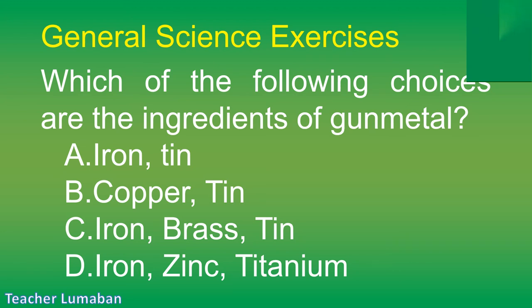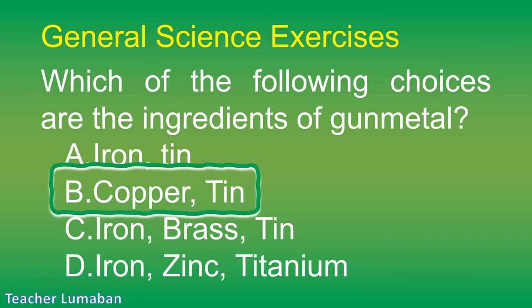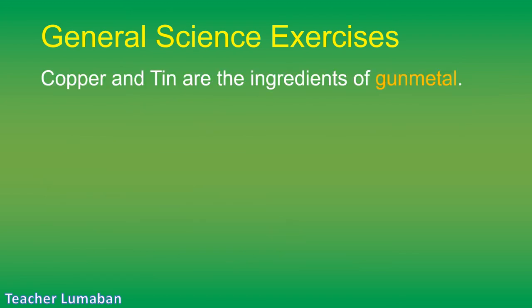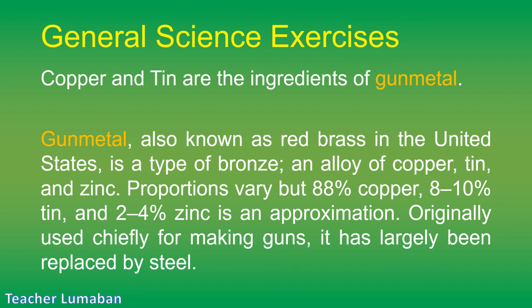The correct answer is letter B, copper, tin. Copper and tin are the ingredients of gunmetal. Gunmetal, also known as red brass in the United States, is a type of bronze, an alloy of copper, tin, and zinc. Proportions vary, but 88% copper, 8 to 10% tin, and 2 to 4% zinc is an approximation. Originally used chiefly for making guns, it has largely been replaced by steel.